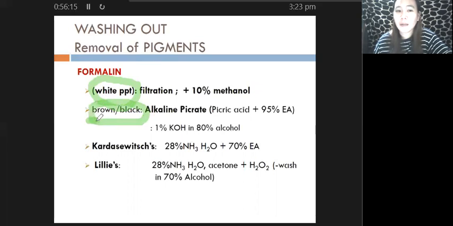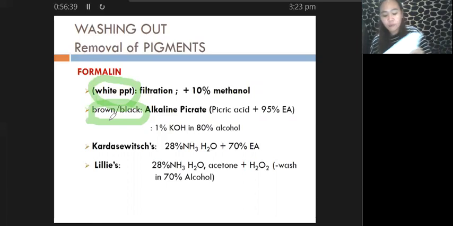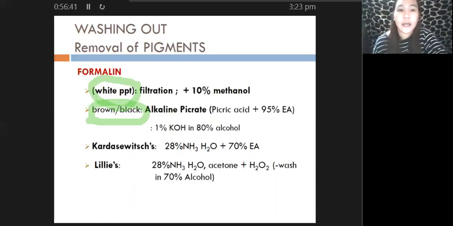The other precipitate is the brown-black precipitate. You are still familiar with it: formalin heme pigments, which appear as brown-black polarizable deposits. They form in the presence of an acidic environment during fixation.